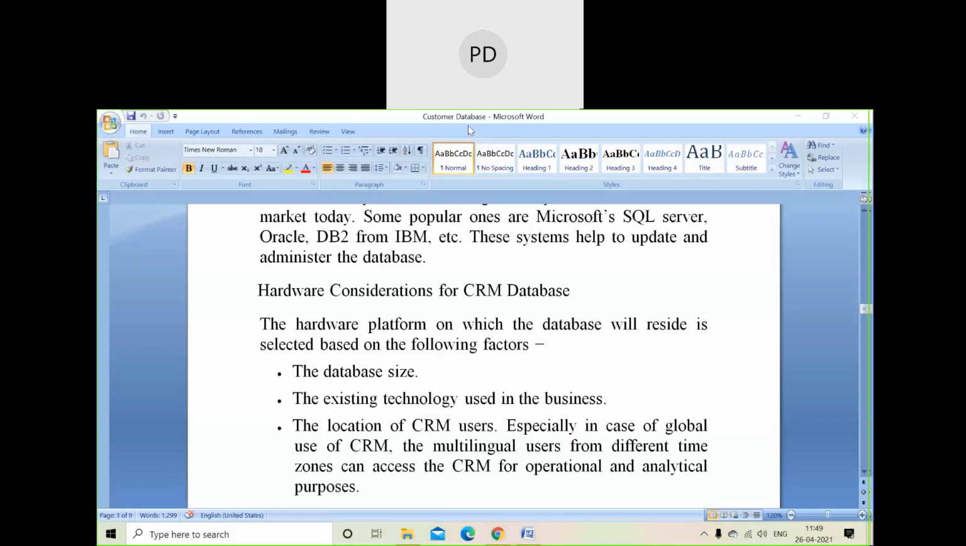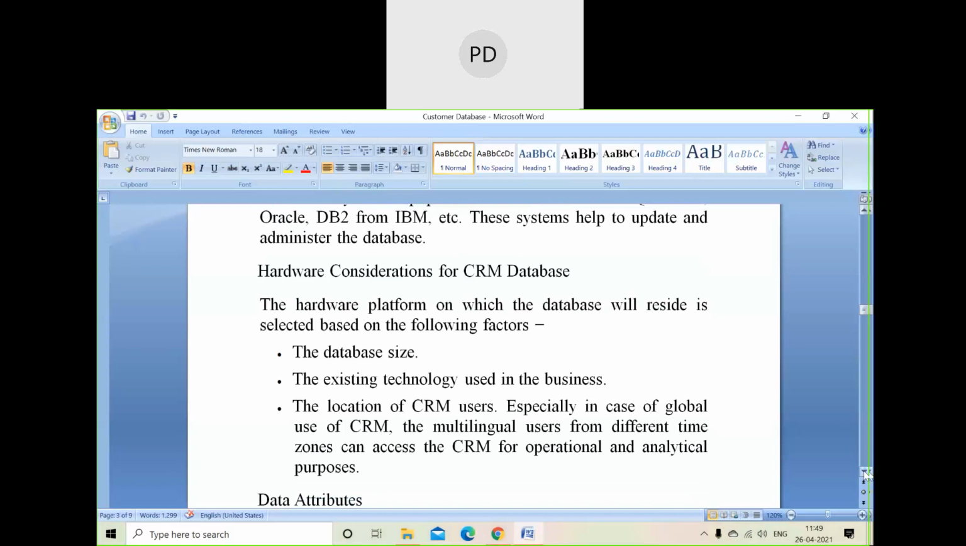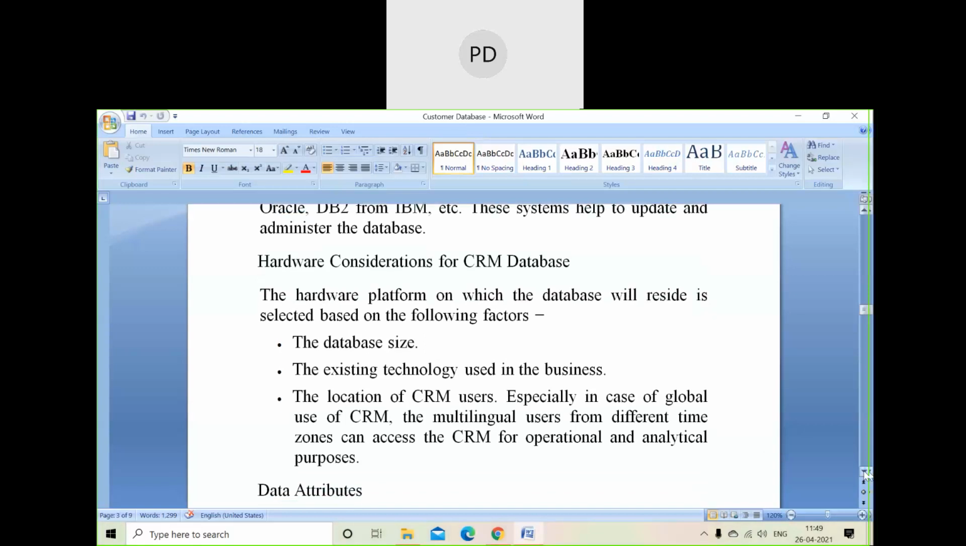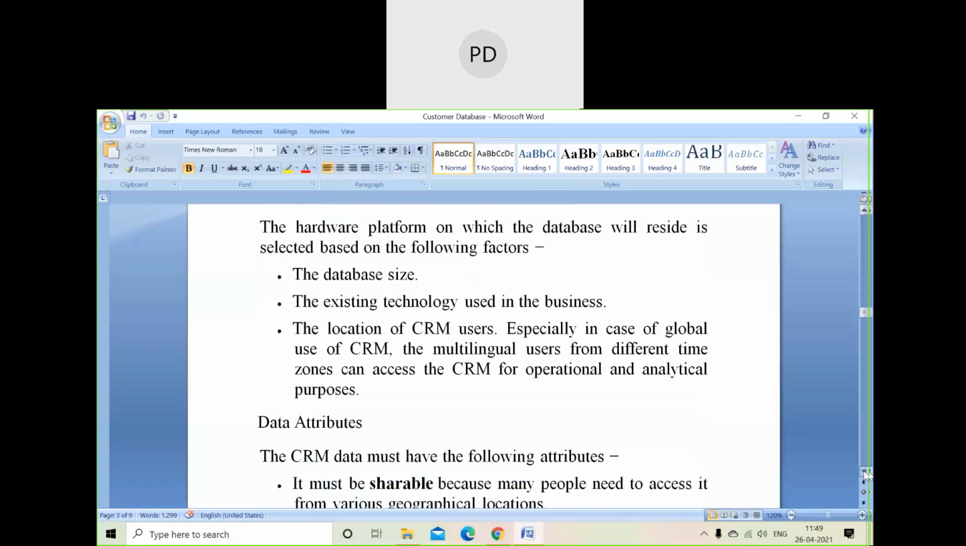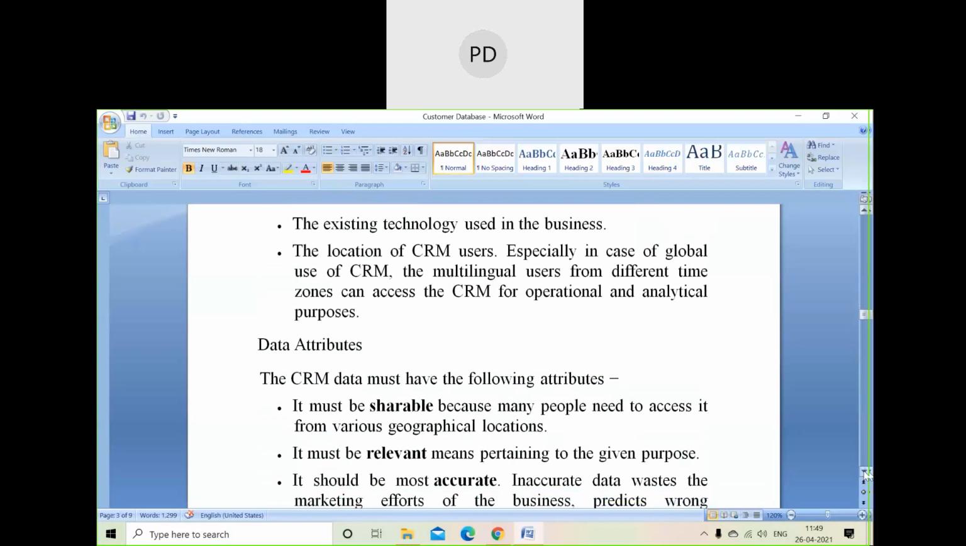So yes, these are the following factors which can be considered in terms of hardware considerations. Okay, and the data attributes. So I would be asking questions about the attributes. Okay, so I'm not giving you important questions, but I'm telling you what I'm gonna ask, right? So just concentrate on it.